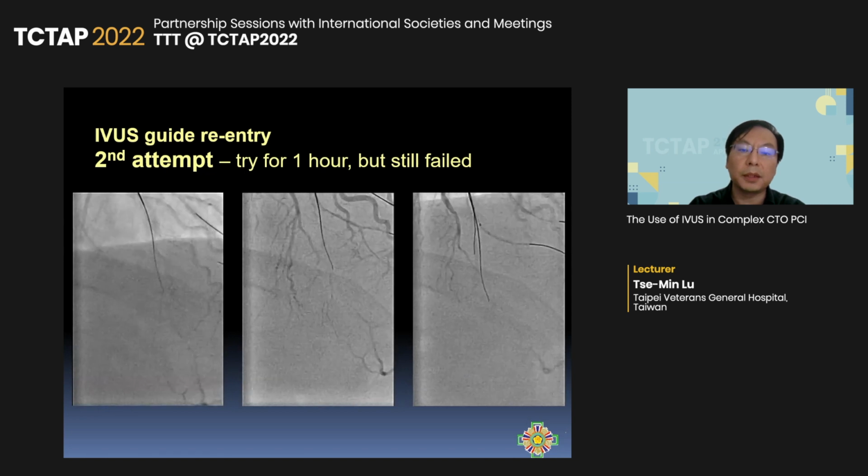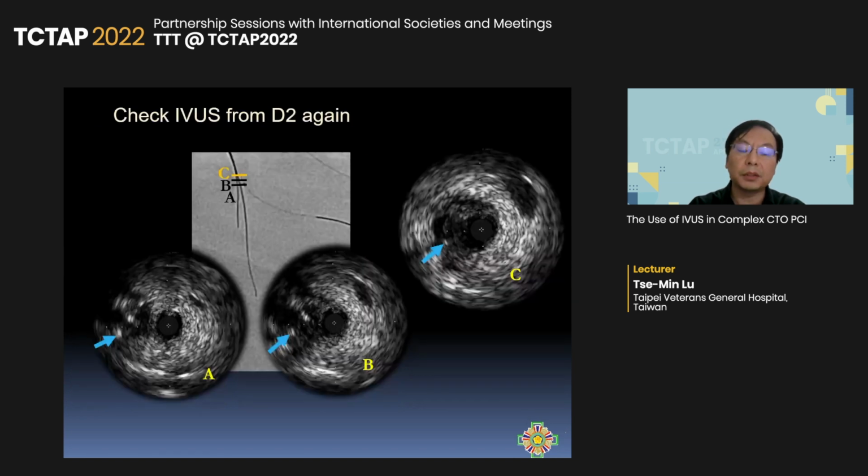So at this moment, I use the IVUS to check from the A plane, B plane, and C plane. We can see that actually there is some calcium located at the distal LAD, and from the arrow we can see that one wire, where my IVUS is, is in the false lumen, and the second wire, the IVUS is put back from the left side wire, and we can see that another wire, the middle wire, is still located in the false lumen.